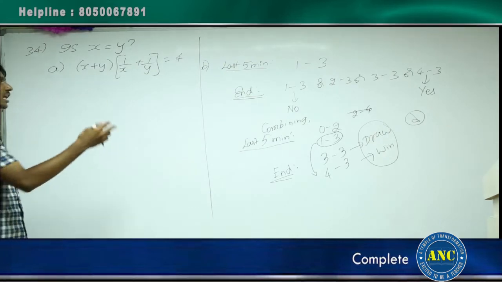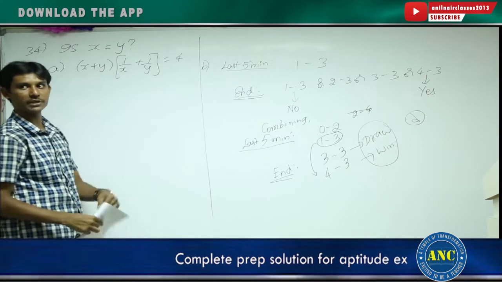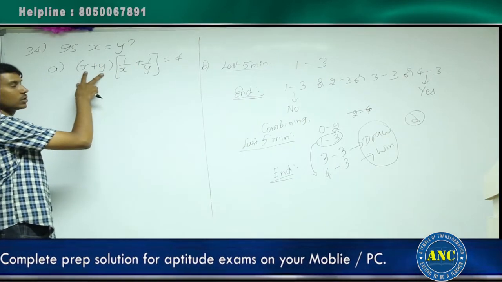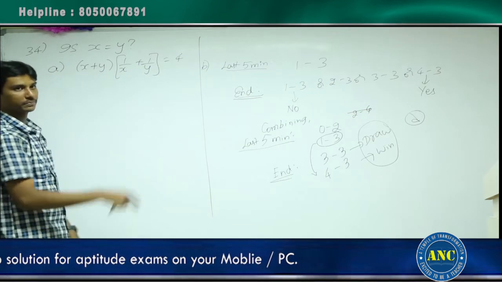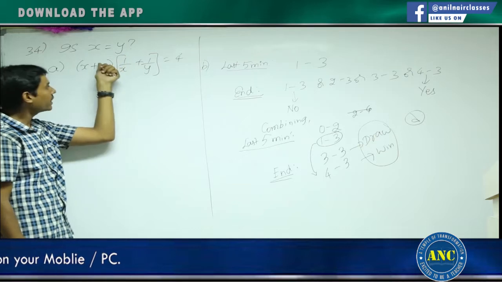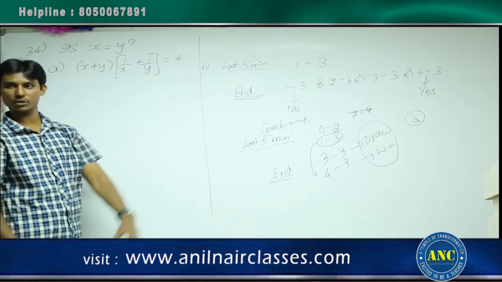That is one way. The other way: x is equal to y is the question, so just substitute x is equal to y and check whether it is satisfying. If I substitute x is equal to y, y plus y is 2y. 1 by y plus 1 by y is 2 by y. The y and y cancel. 2 into 2 is 4. You take any value, this will satisfy.